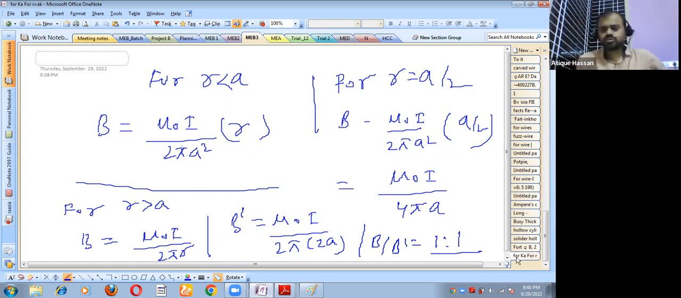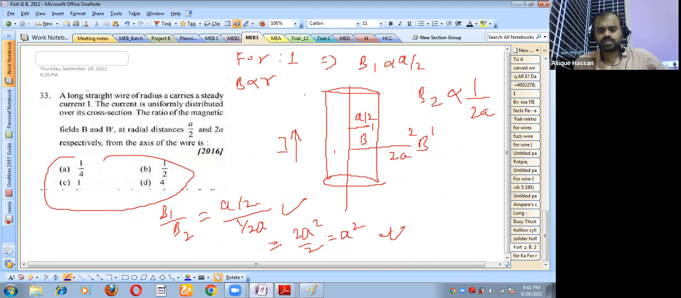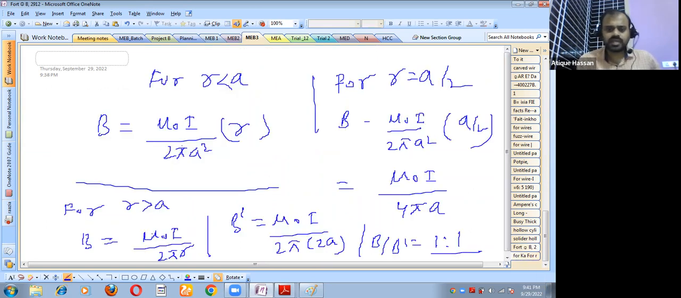All of you understood it? So we cannot take directly inversely proportional, since there is also the expression of a in the denominator, right? Here we cannot take a as constant, since the radius is also given in terms of a. So it's better to use the exact expression for magnetic field, and with that expression we can find the ratio.